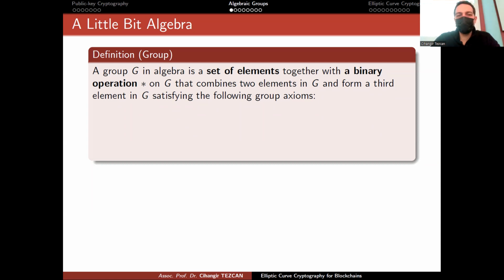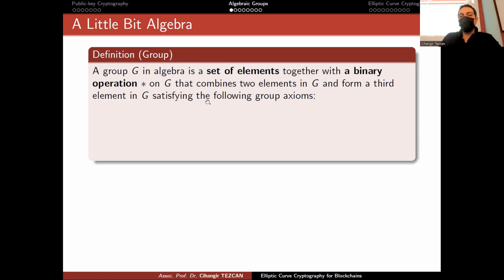A group G in algebra is a set of elements together with a binary operation star on G that combines two elements in G and forms a third element in G, satisfying the following axioms. So as you can see, I'm defining a group with two things. First is a set of elements. The second thing is an operation. So it can be addition, multiplication, or anything. To give a general definition, I'm using the symbol star here.